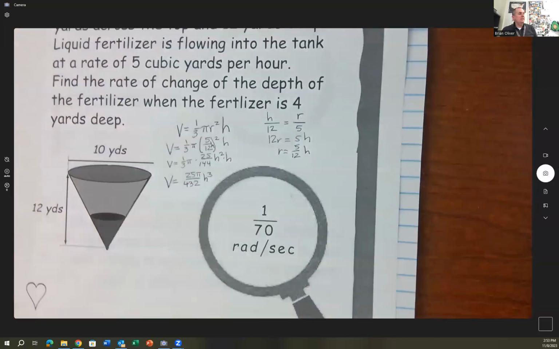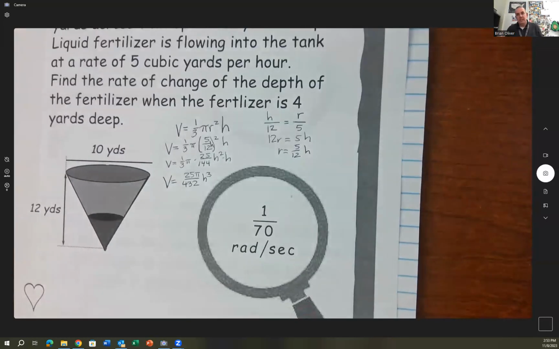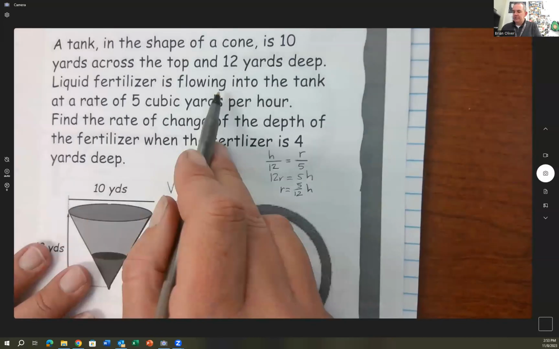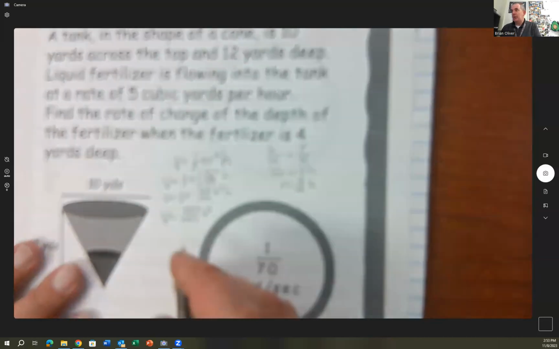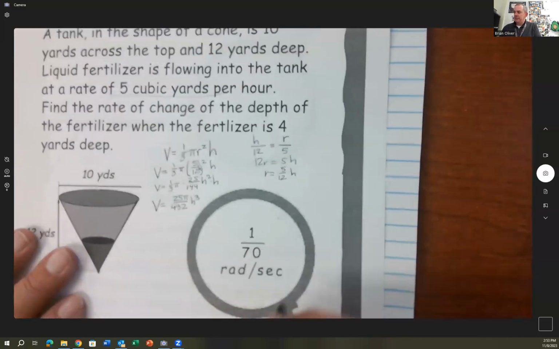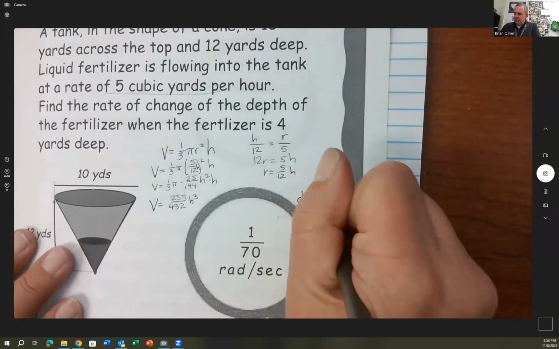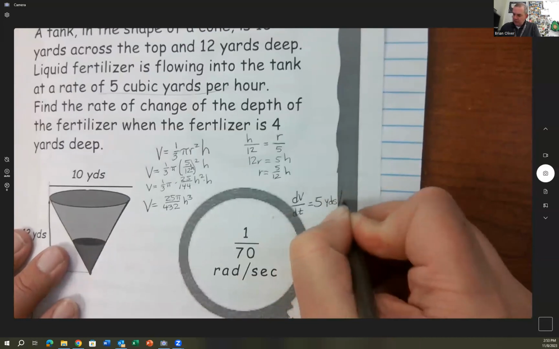So while it's an uglier looking expression, it's going to be easier to work with because I just have a V on the left and an h on the right. So now when I read this problem, the liquid fertilizer is flowing into a tank at 5 cubic yards per hour. So what that is telling me is that dV/dt is going to be 5 cubic yards per hour.